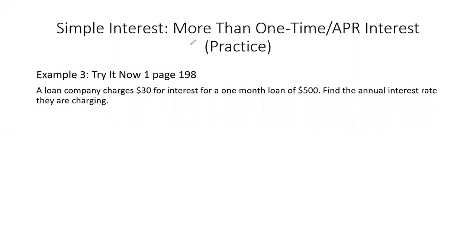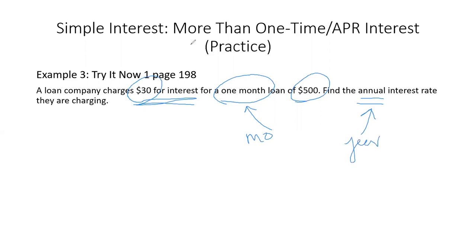So this is example 3. So try it now, number 1 on page 198. So the loan company charges $30 for interest for a 1-month loan of $500. I'm gonna go ahead and circle as I go through. So $30 for interest for a 1-month loan of $500. Find the annual interest rate that they're charging. Notice we have a disagreement already. We can identify that this one is 1 month, and it's wanting us to find the interest rate in a year.